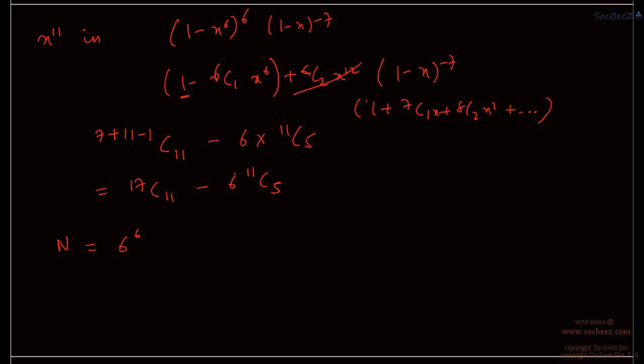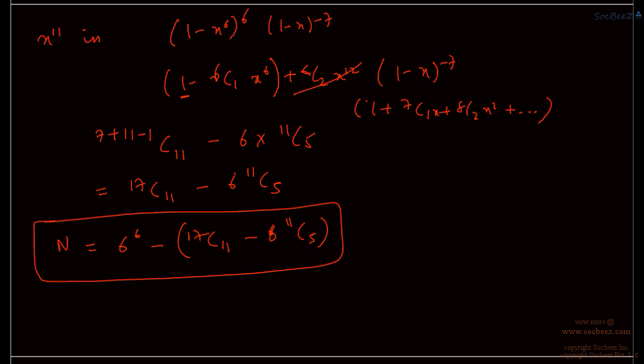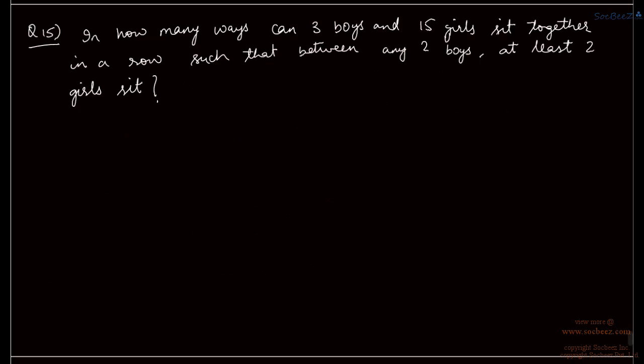Total number of ways is 6 power 6. Every die can have 6 different outcomes, and there are 6 power 6 minus this whole thing. This is just the complement of what we are supposed to find out. So we find out the total number of cases for the situation here, and for our case, the favorable outcomes will be given by the total cases minus unfavorable outcomes here, and hence n is given by 6 power 6 minus 17c11 minus 6 times 11c5.